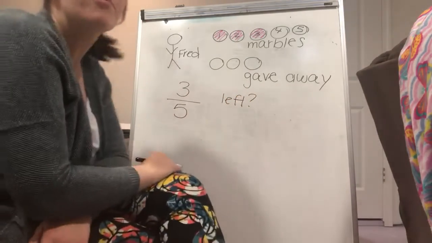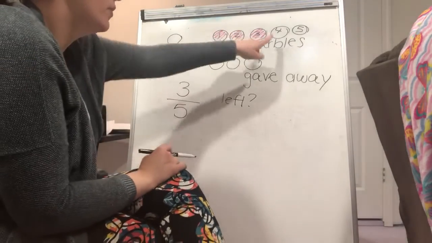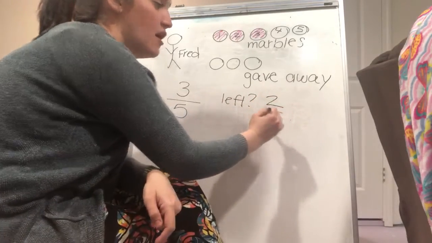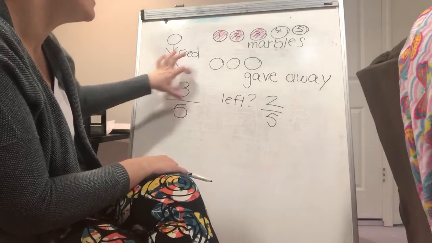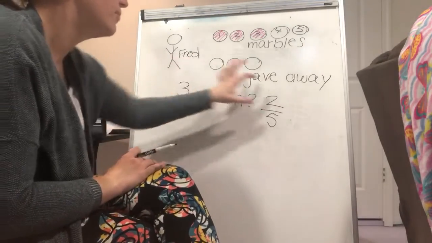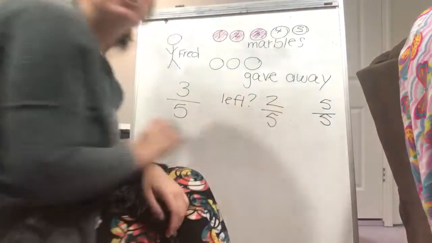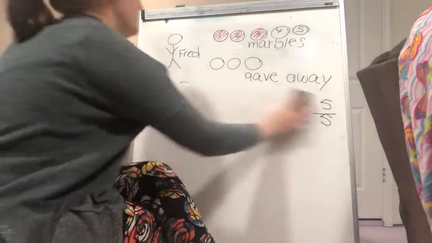Well, if he gave 3/5 away, how many are not shaded? 2/5 are not shaded. So if you're going to notice, 3/5 and 2/5 are going to be your whole thing, because 3 plus 2 is 5/5, and we just learned that that is 1 whole. So try on your own.